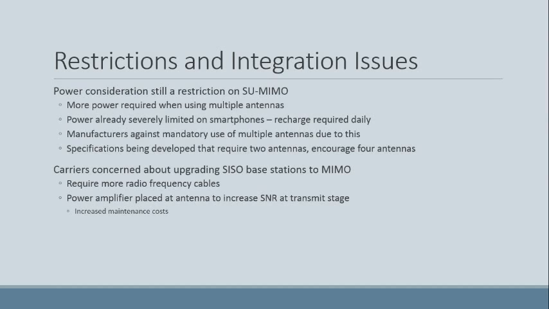Even still, specifications are being developed that require 2 antennas, but also encourage 4 antennas, which would give you a 4-fold increase in capacity. Additionally, carriers are concerned about upgrading SISO base stations to MIMO, as they feel that it would require more radio frequency cables and the introduction of a power amplifier placed at the antenna to increase the SNR at the transmitter stage. This power amplifier would have to be placed on the pole, which would lead to increased maintenance costs.